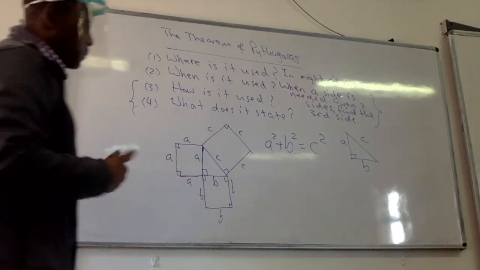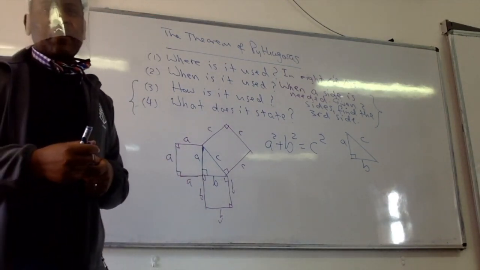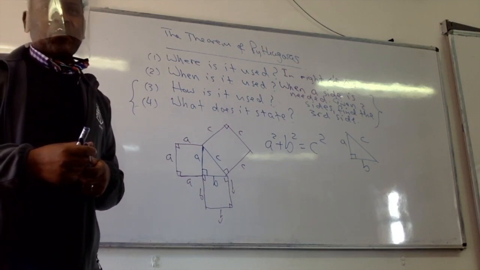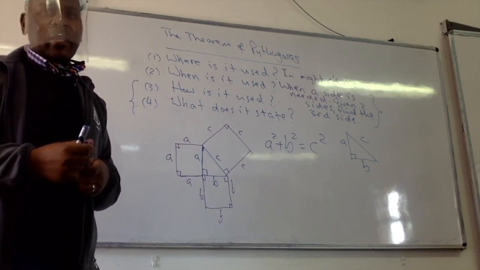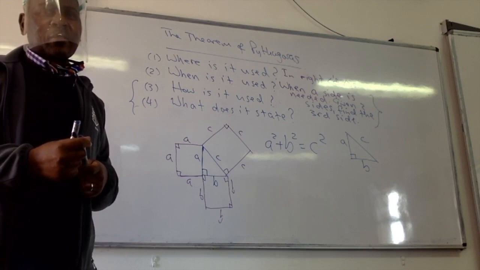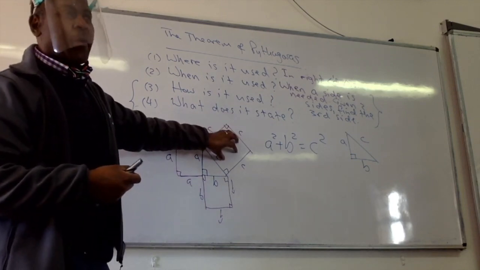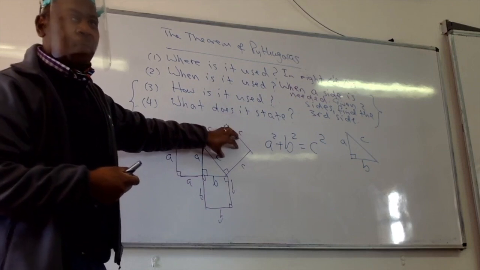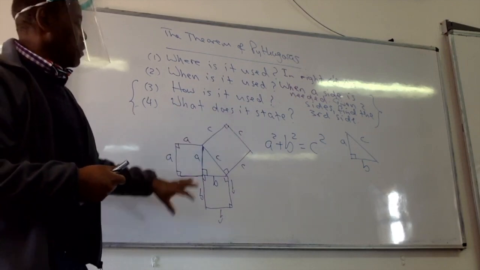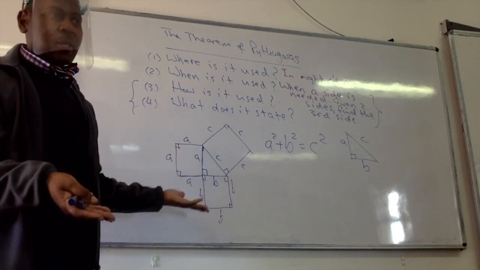What does it say in words? The square on the hypotenuse is equal in area to the sum of the area of the two shorter sides. Say that again. The square on the hypotenuse is equal in area to the sum of the area of the two shorter sides. Okay, the square that is formed on the hypotenuse is an area that is the same as the sum of the squares that are formed on the two shorter sides, right? That is exactly the same thing.